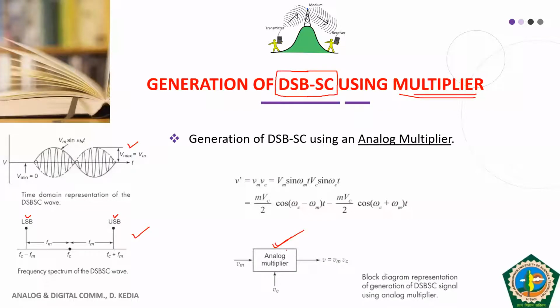multiplier. So at the input of the analog multiplier, we have 2 signals. One is your modulating signal, another is the carrier. The multiplier multiplies the 2 signals. Now what is VM? VM is Vm sine omega mt. VC is Vc sine omega ct. And if you apply a trigonometric expression, this is what you get. And this is nothing but your double sideband suppressed carrier signal without any carrier.